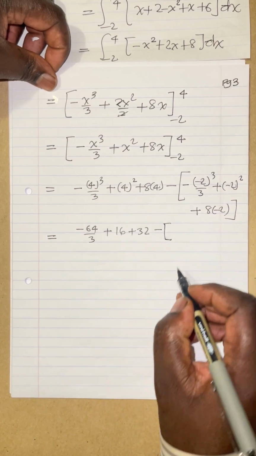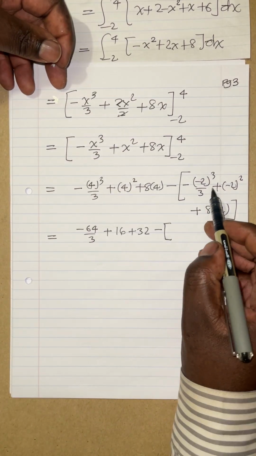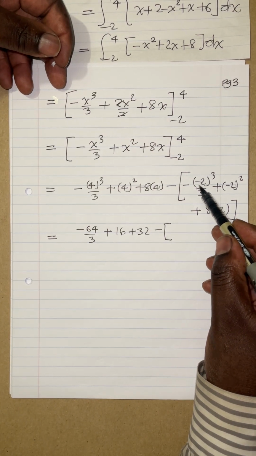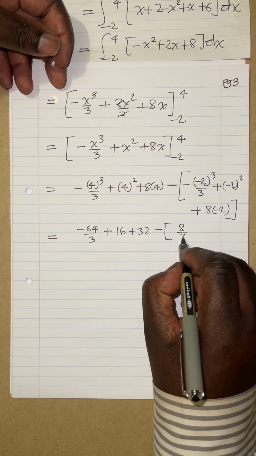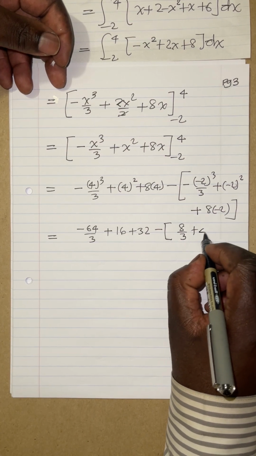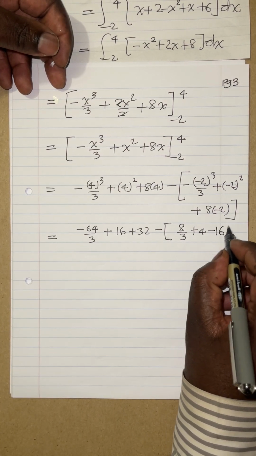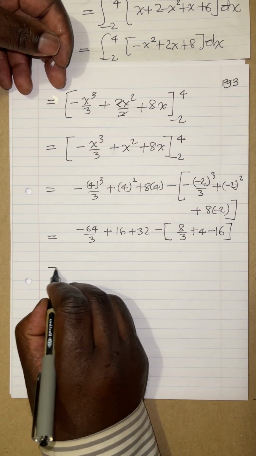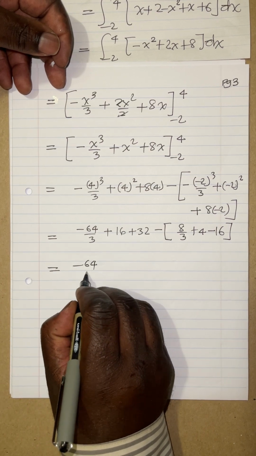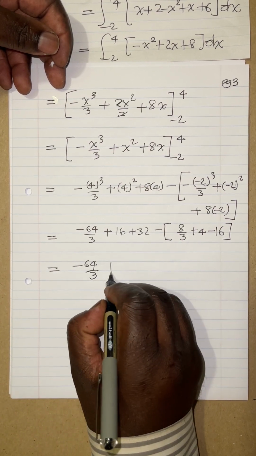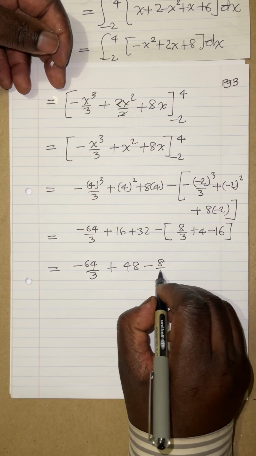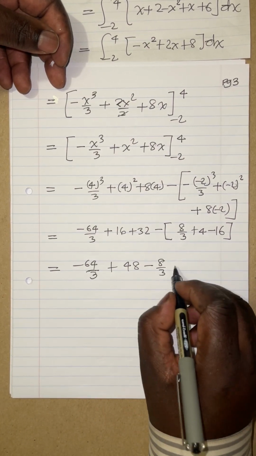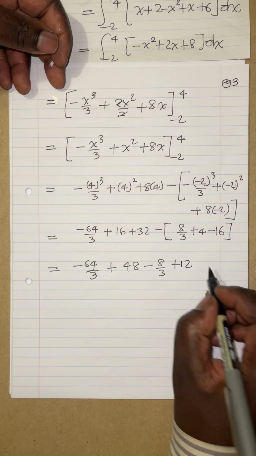And then we have minus; let's simplify the expression inside brackets first. That is going to be minus 8. With this minus, it will be positive 8 over 3. So 8 over 3, and that will be positive 4, and that will be minus 16. And what do we have? We have minus 64 over 3, and then plus 48, minus 8 over 3, that is minus 12, so it will be plus 12 here.